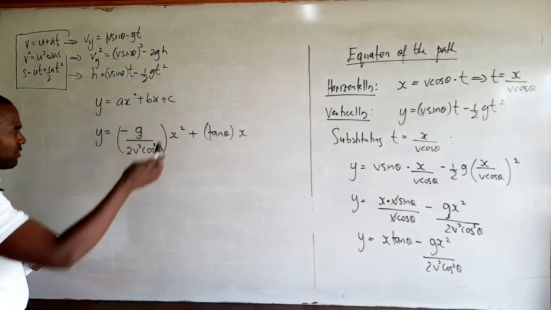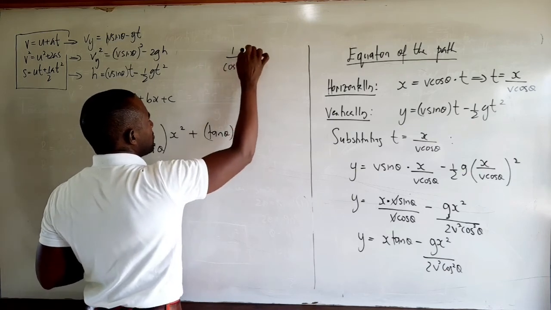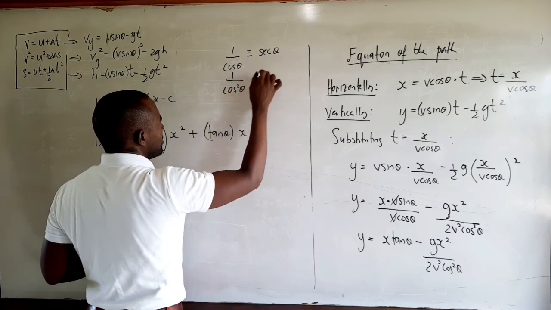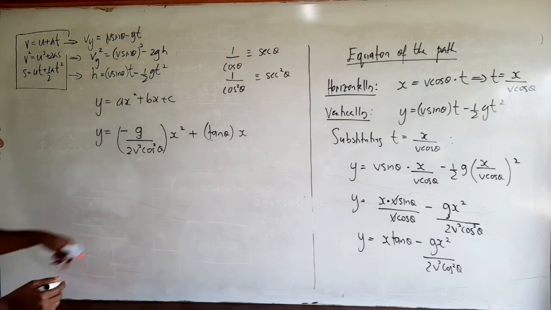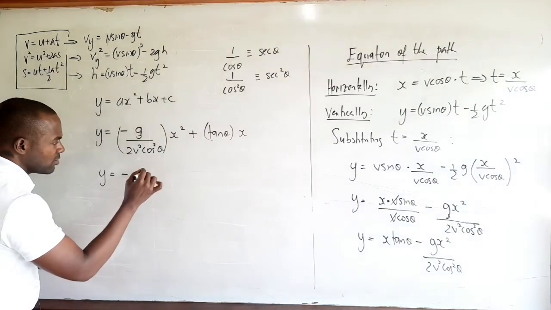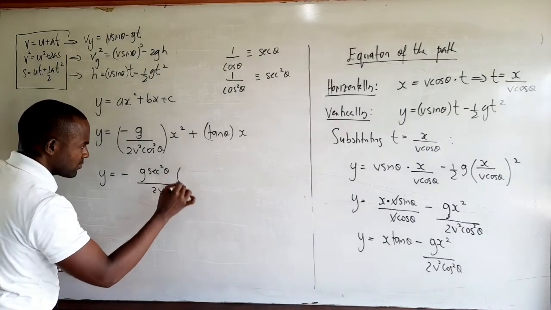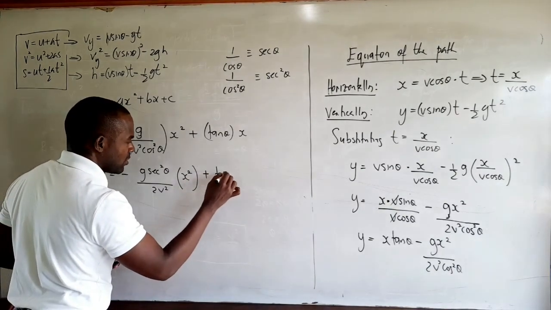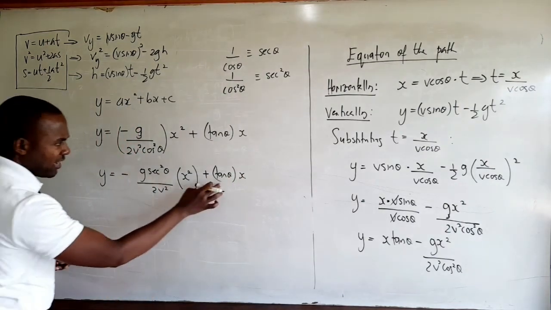In some books, this goes a little bit further because they use the trig identity that 1 over cos theta is equivalent to sec theta, and therefore 1 over cos squared theta is equivalent to sec squared theta. And so in other books, you may see this written as y is equal to minus g sec squared theta over 2v squared times x squared plus tan theta times x. So we say that all of this is a constant and tan theta is also a constant.